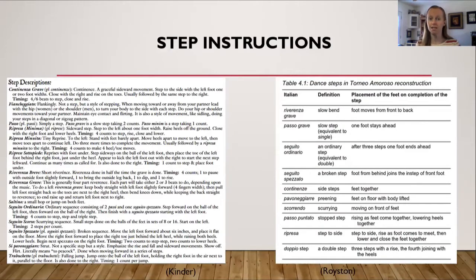One thing you will notice in both the Italian instructions and the English translation, there are certain dance steps that are written. And these dance steps could include the names Continenza, Ripresa, Seguito. And so on the left-hand side and on the right-hand side are two tables here that I have that have the step instructions where you will see Ripresa or Continenza and then what that actual dance step means. For example, a Ripresa is where you step side to side.